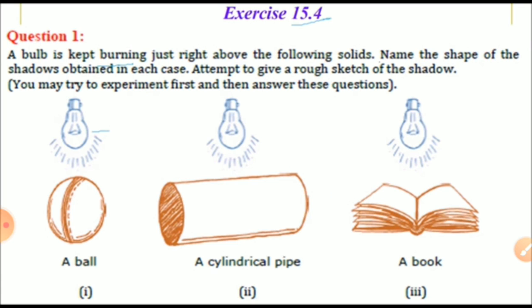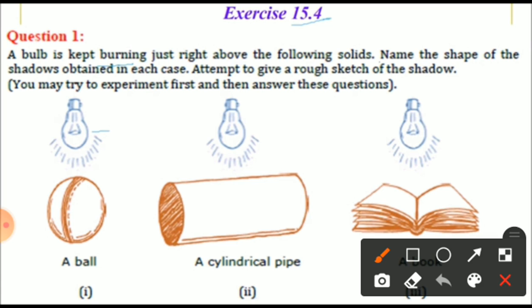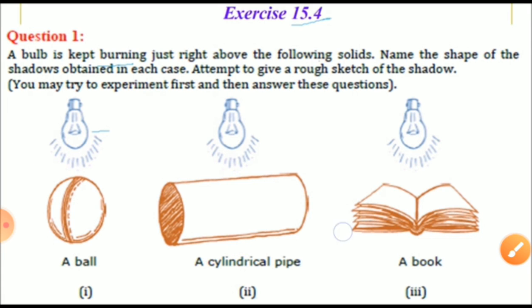A ball, a cylindrical pipe, a book. The lamp is always on the top side, and you have to give the shadow of these three things. Where will you get the shadows: left side, right side or downside? Yes, you are right, my dear student. On the downside you will get the shadow. For the cylinder you get a shadow like this, or here you can find a circle. This is an oval shape, but you know the idea of circles. Circles mean an exact ball, you will get a circle. Yes, right, my dear student. That is the right thing.